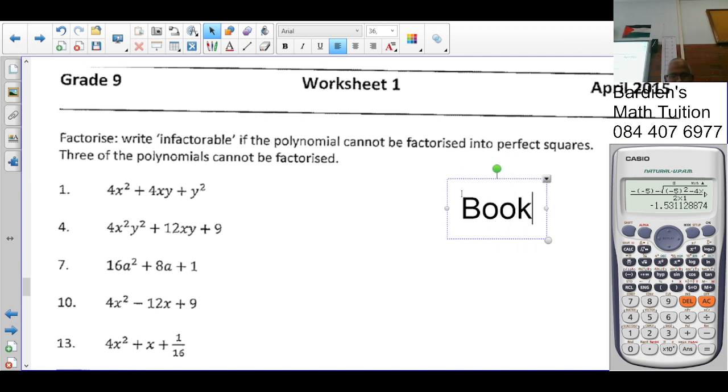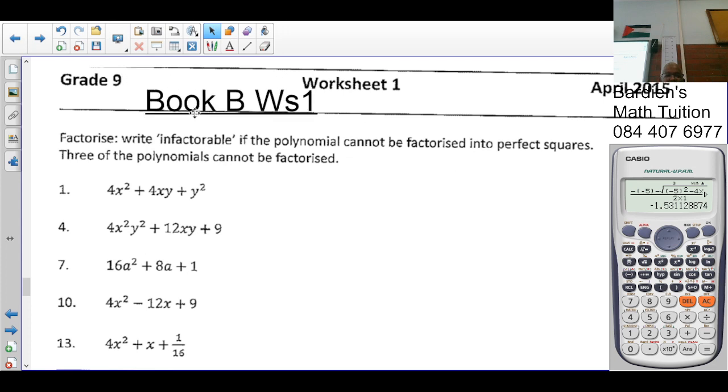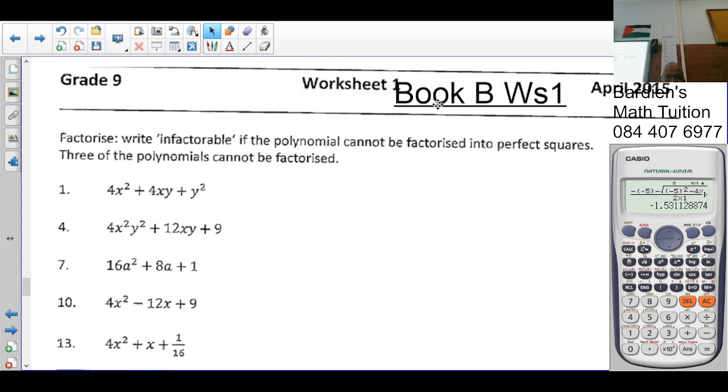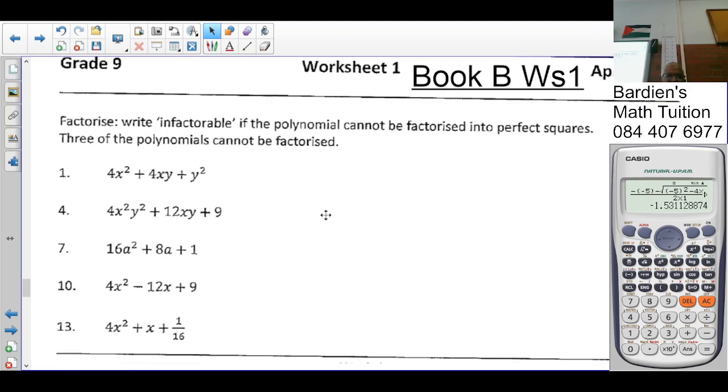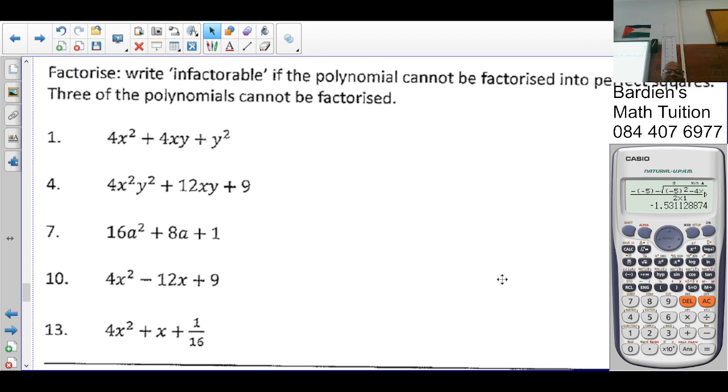Right, here we go, people. Book B, worksheet 1, first column. This is still perfect square trinomials. Right, let's do the first. It says factorize. Write unfactorable if the polynomial cannot be factorized into perfect squares. Three of the polynomials cannot be factorized. Okay, let's see which three cannot be, out of these five sums.